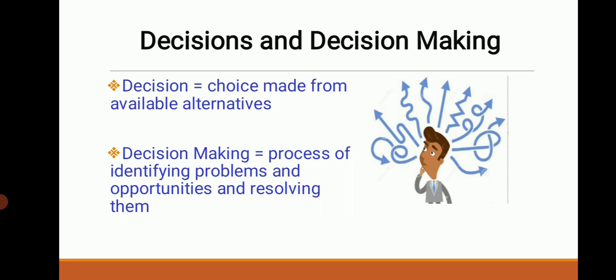So first of all, we want to know what is a decision and what is decision making. Decision means a choice made from available alternatives, and decision making means the process of identifying problems and opportunities and resolving them.